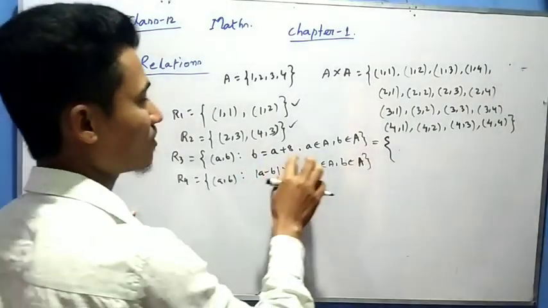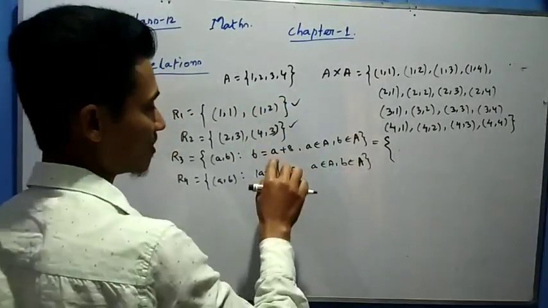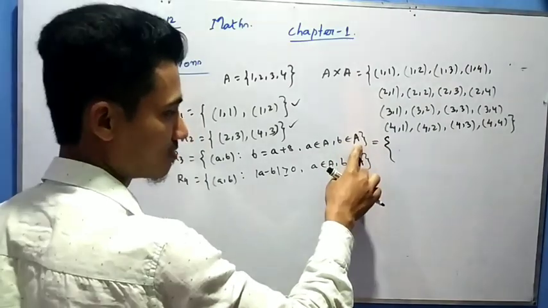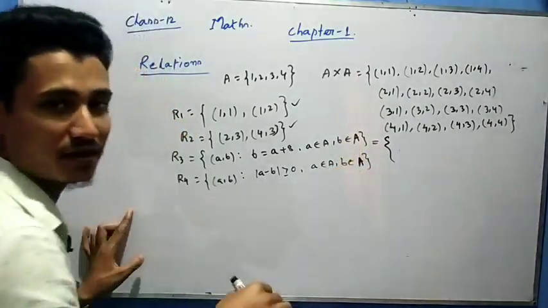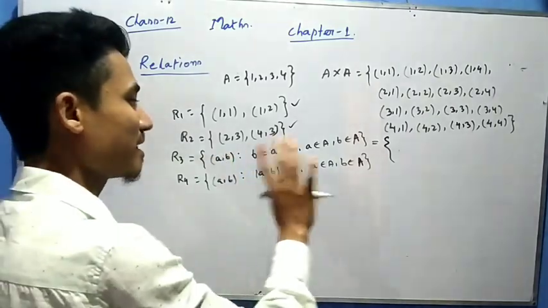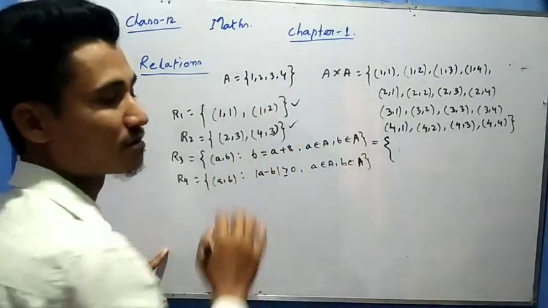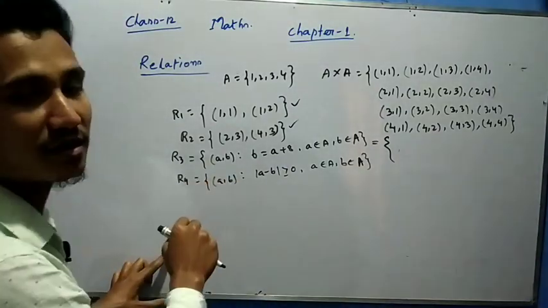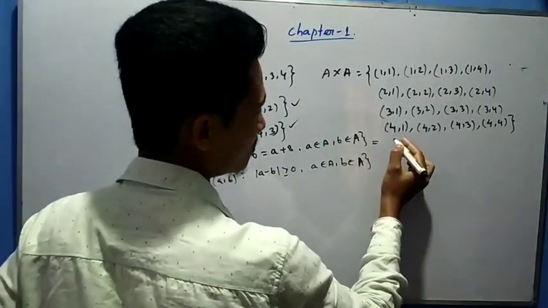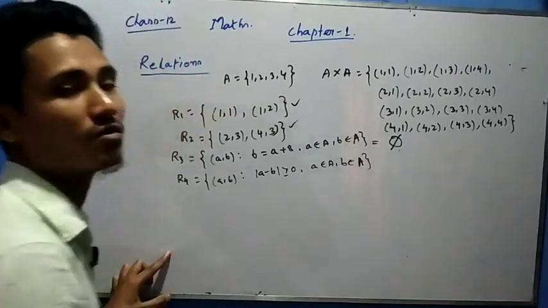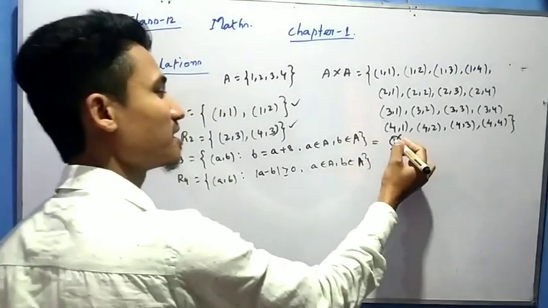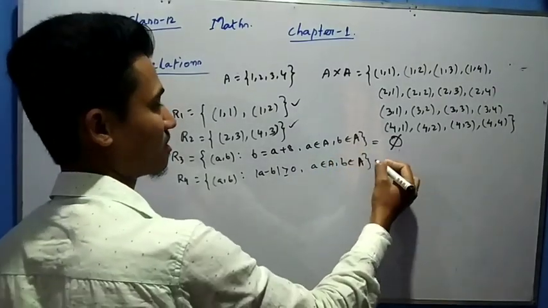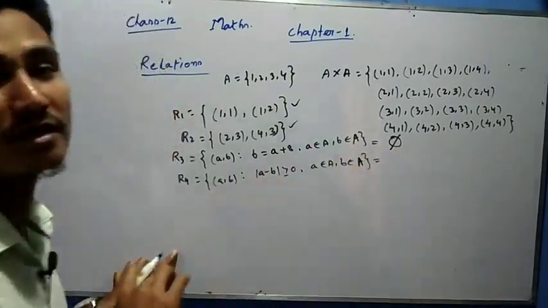Now see b equal to a plus 8. If I choose a equal to 1, then what is the result? 8 plus 1 is 9. Does 9 belong to A? No, it does not belong to A. Okay, (1, 9) does not belong to the relation. Is there any element in this relation R3? No. So this set contains no elements. Which type of set will we use to denote this? So this is your empty relation.